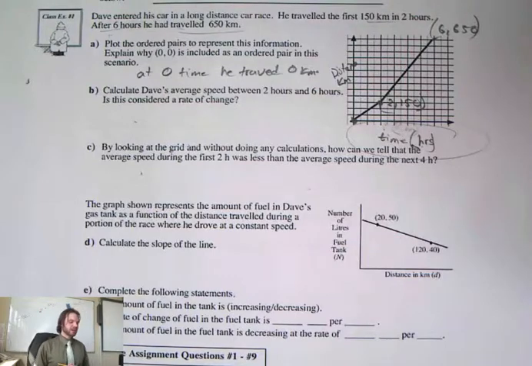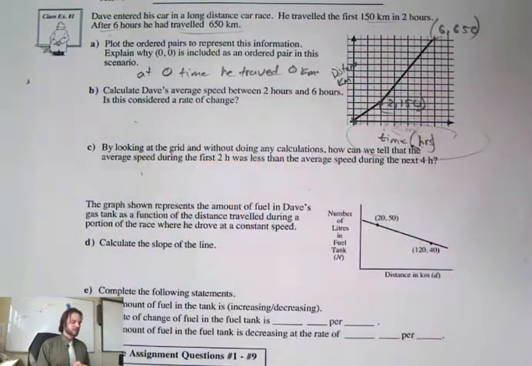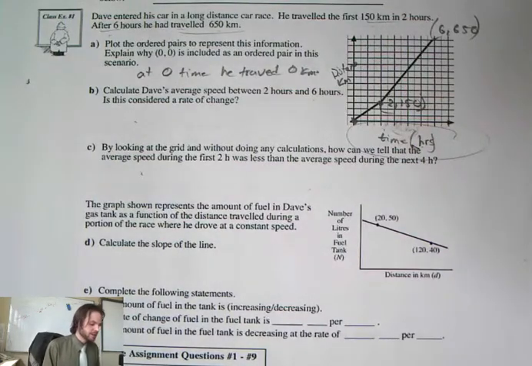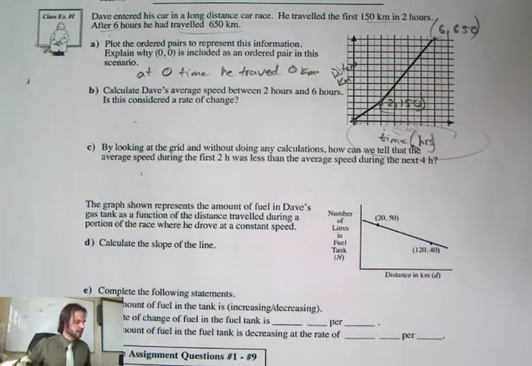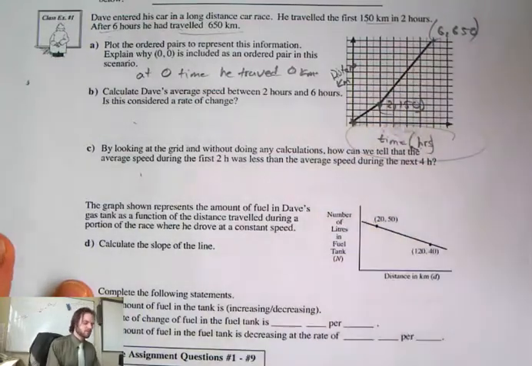Calculate Dave's average speed between 2 hours and 6 hours. Is this considered a rate of change? So now we're going to calculate Dave's average speed between 2 hours and 6 hours. So we want the slope from here to here. Okay?